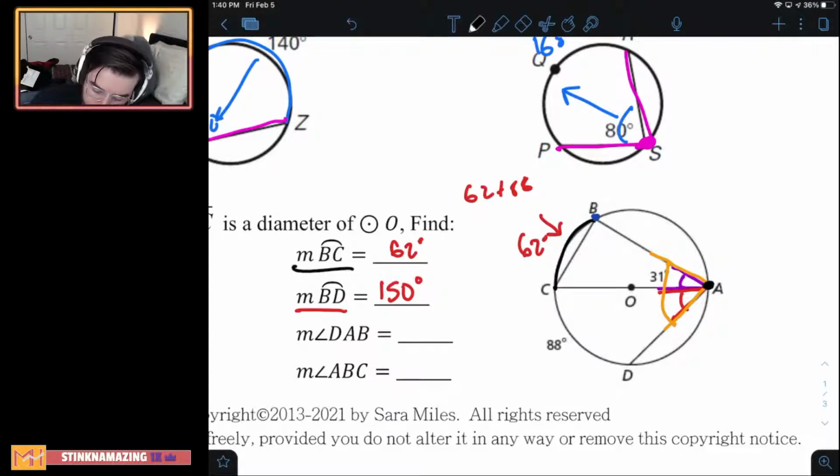That's not changing. So if this is 62 and this is 88, well, this big arc is created by this big orange angle that I drew. And that is angle DAB. So if this totals 150, take half of it to find the angle, 75 degrees. And if the whole thing is 75 and this piece is 31, then how big is the other piece? One's ABC. Oh, interesting.